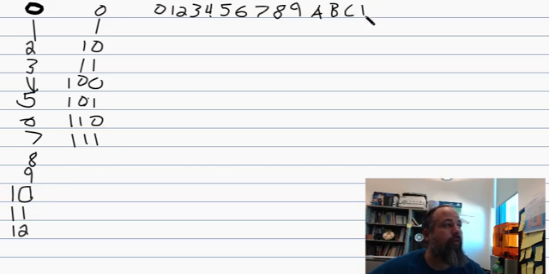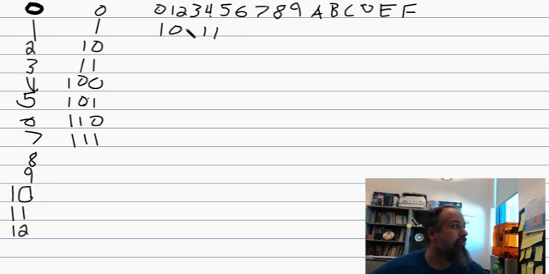12. 13. 14. And 15. So there are 16 characters, 0 through 15 or F. Now I have to do 1 in the 16's place plus 0 in the ones place. 1 in the 16's place plus 1 in the ones place.